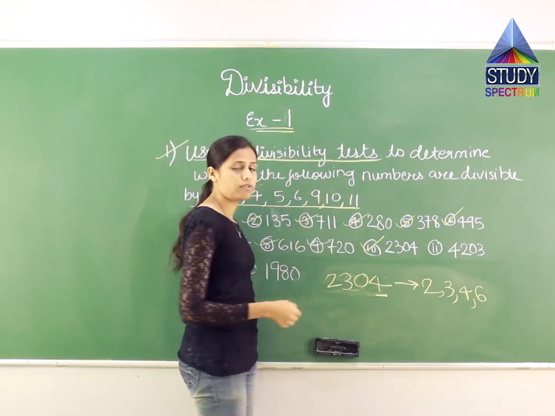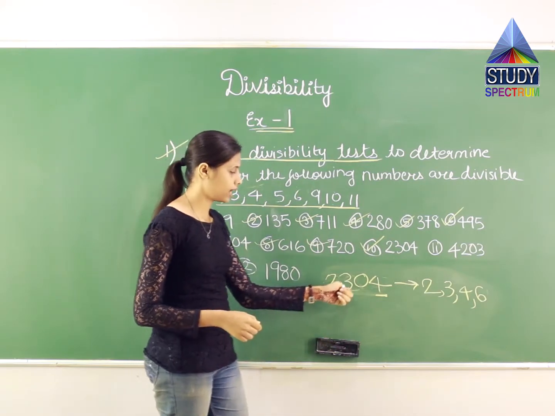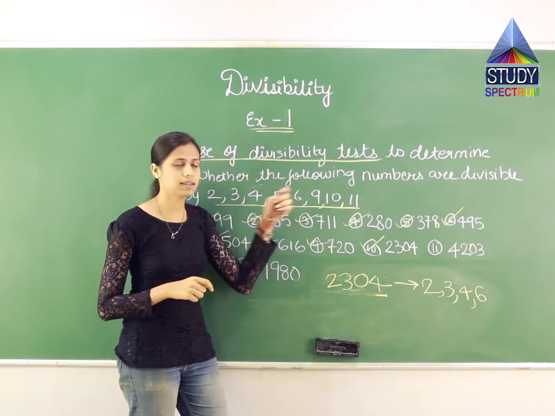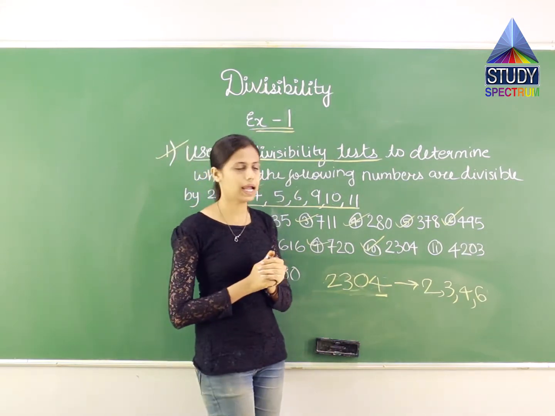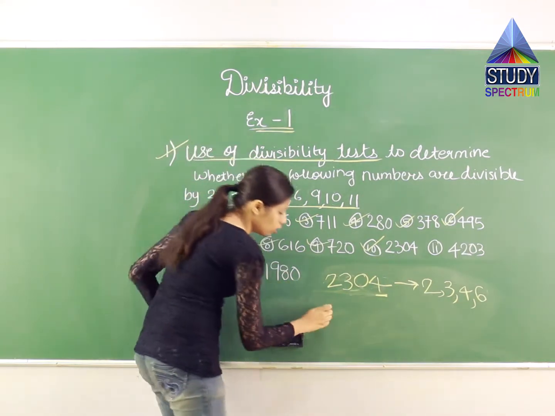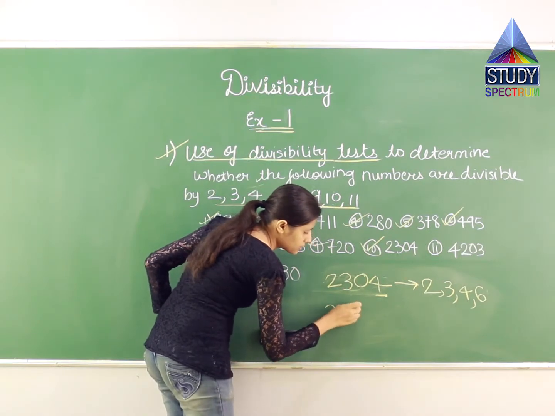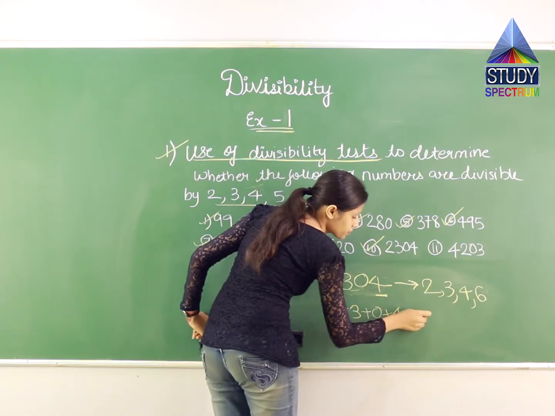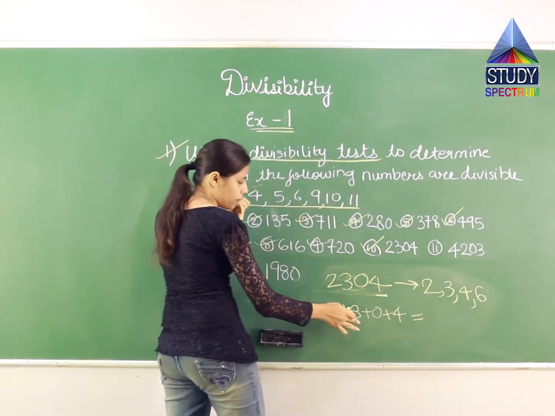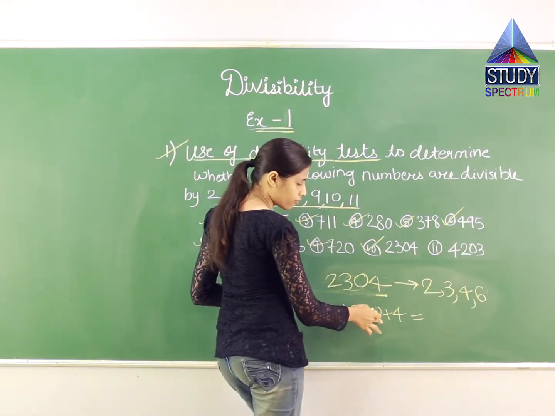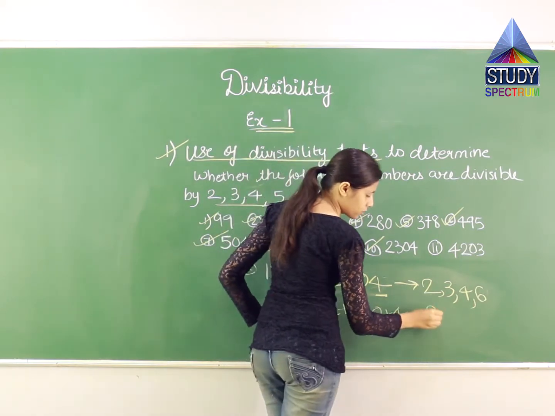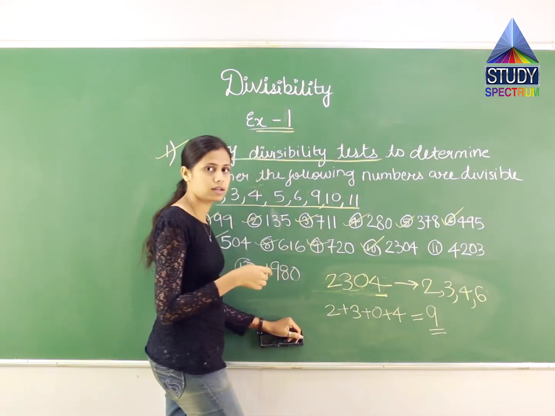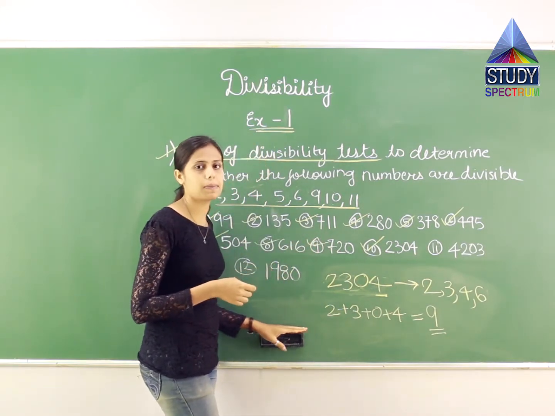Now test of divisibility by 9. For that again I'll add the numbers. If the summation is divisible by 9, then the entire number will be divisible by 9. So again 2 plus 3 plus 0 plus 4 gives me what? 2 plus 3 is 5, 5 plus 0 is 5, and 5 plus 4 is 9. So I have 9. Is 9 divisible by 9? Yes, right? 9 is divisible by 9.